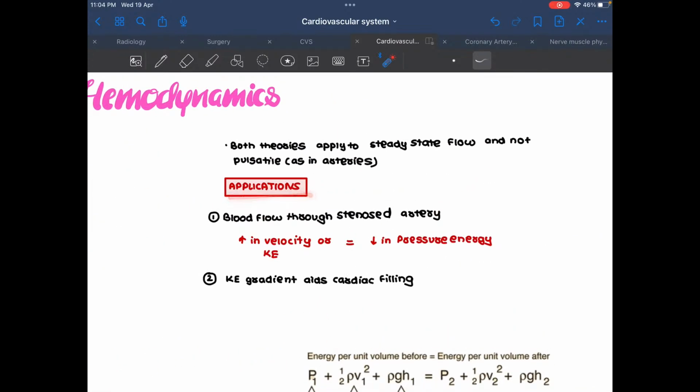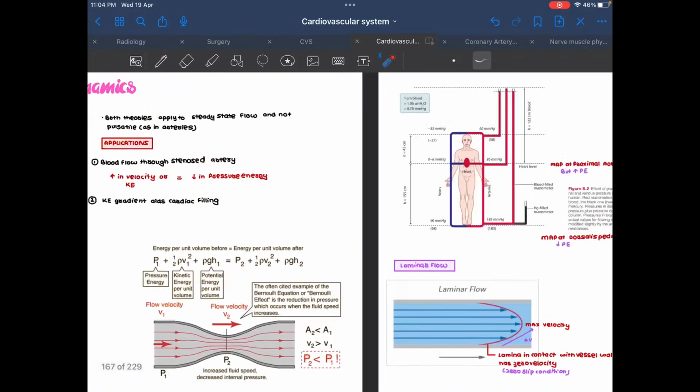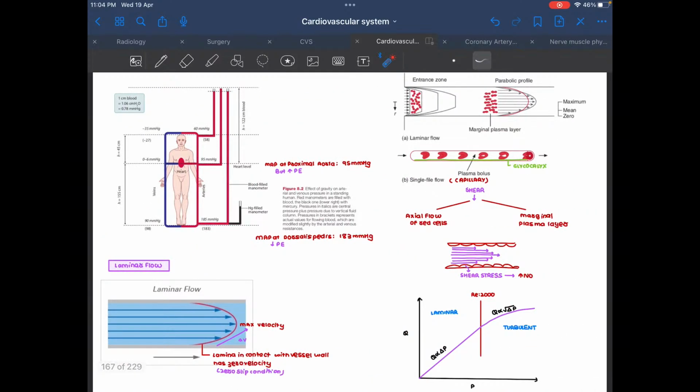So what are the applications? Blood flow through a stenosed artery: what's going to happen is we're going to have an increase in velocity, as the kinetic energy increases with the decrease in pressure energy that is generated. So this is your Bernoulli's theorem. In hemodynamics, this is very important.